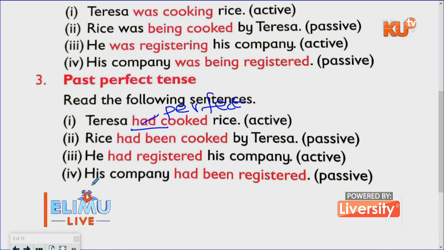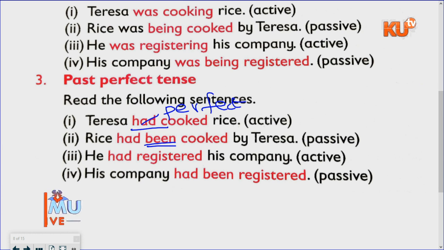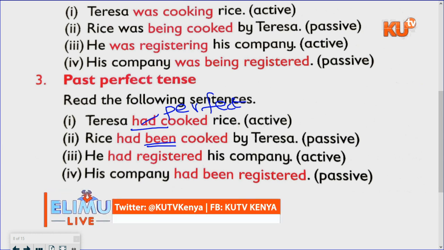Rice had been cooked. So for those that are perfect, we use been. We use been, but we don't change the tense, only that we change the verb to the participle. Rice had been cooked by Teresa. He had registered his company. His company had been registered.